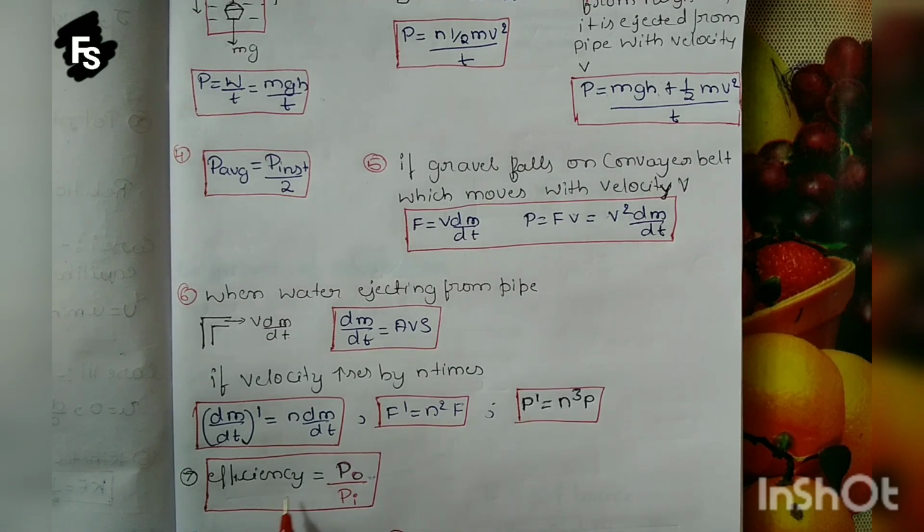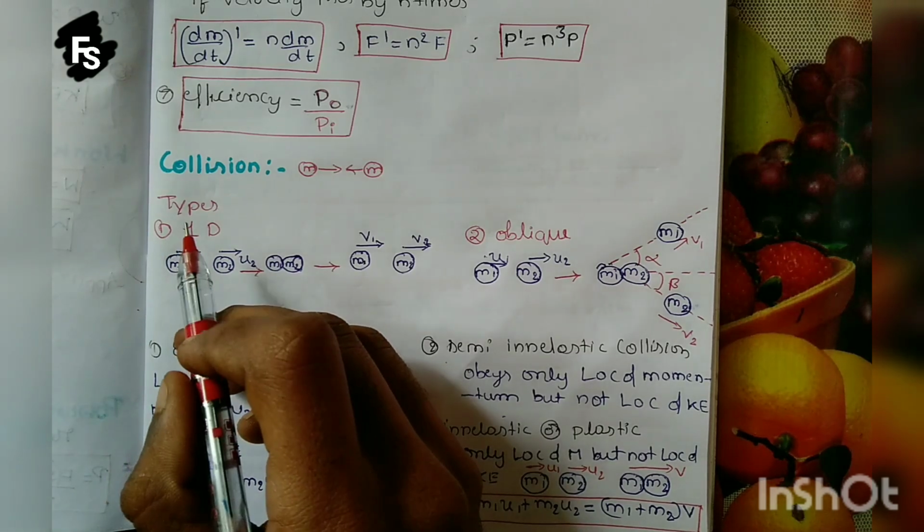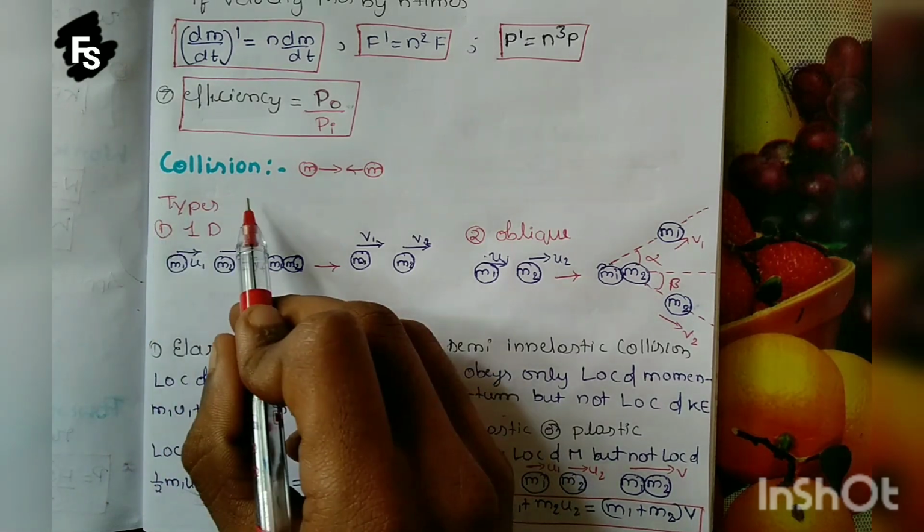Then seventh application, how to find efficiency? Efficiency is equal to power output by power input. Remember it, power output by power input. Next, we move on to a very important concept of this chapter, collision.